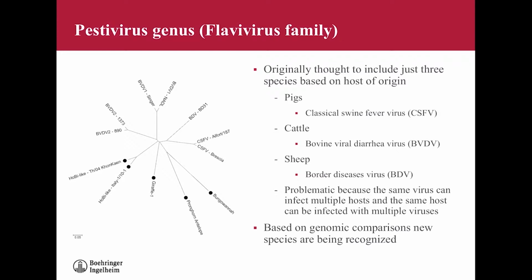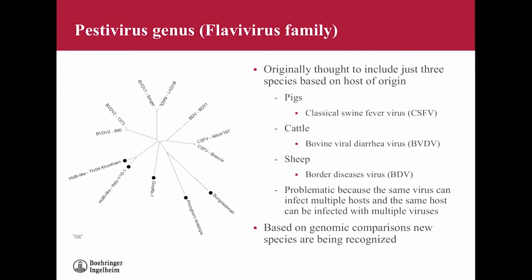So we went to a different method of determining whether it was BVD, classical swine fever, or BDV. And when we did that, we used genetic comparisons. And when we started doing the genetic comparisons, we found out that there were more than 3 species involved. In fact, the viruses infecting bovines actually belong to 3 different species: BVD1, BVD2, and Hobi-like viruses.